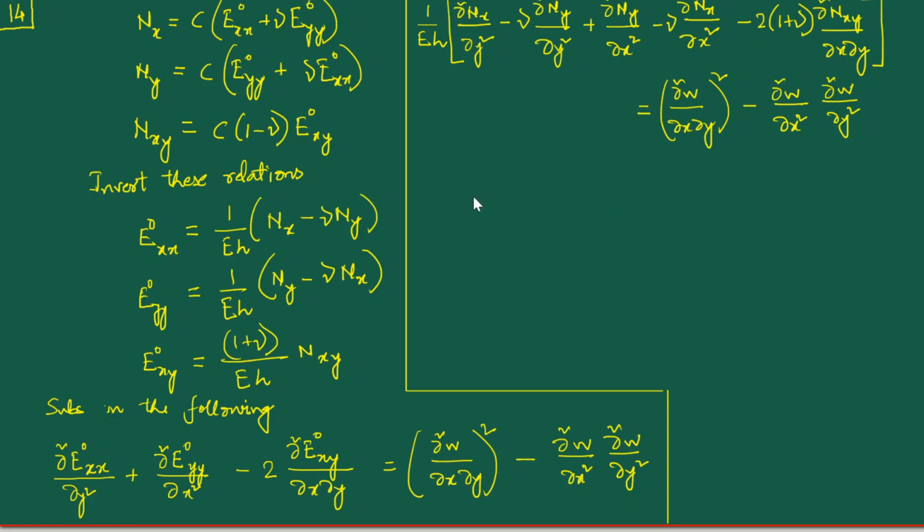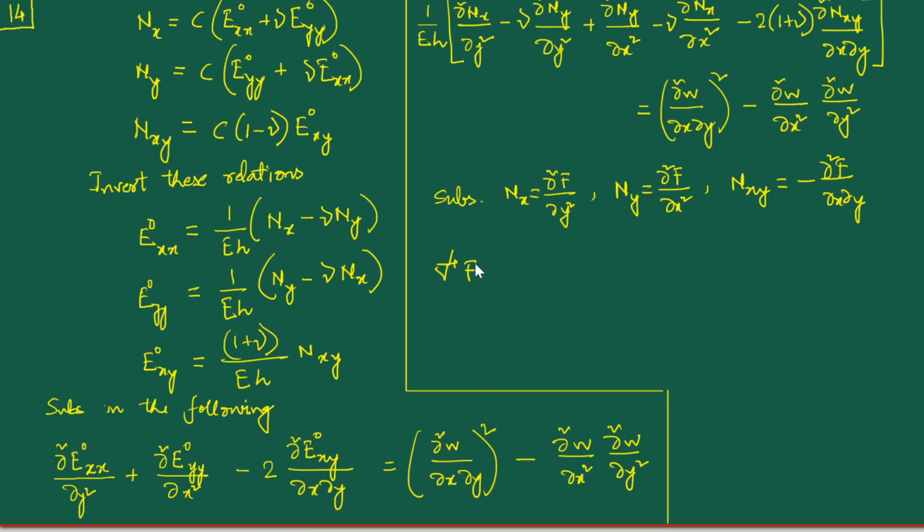So all that I have to do now is to just go back and look at the expressions for this nx, ny and nxy in terms of the scalar function f. So this nx was del square f del y square, and ny was del square f del x square, and this nxy was minus del square f del x del y. So if you substitute all these things, then the equation that we are finally going to obtain is the biharmonic of f.